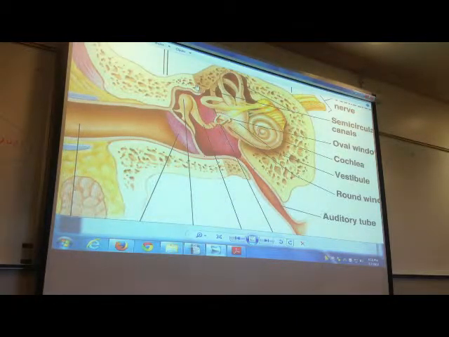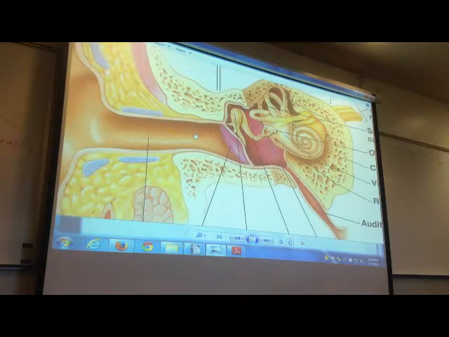Make sense? So take home message. I have to keep the vibration, therefore I need two tubes into my ear. One from the pressure side, one from the external side, for this to keep vibrating. I gotta vibrate my ears. Make sense?